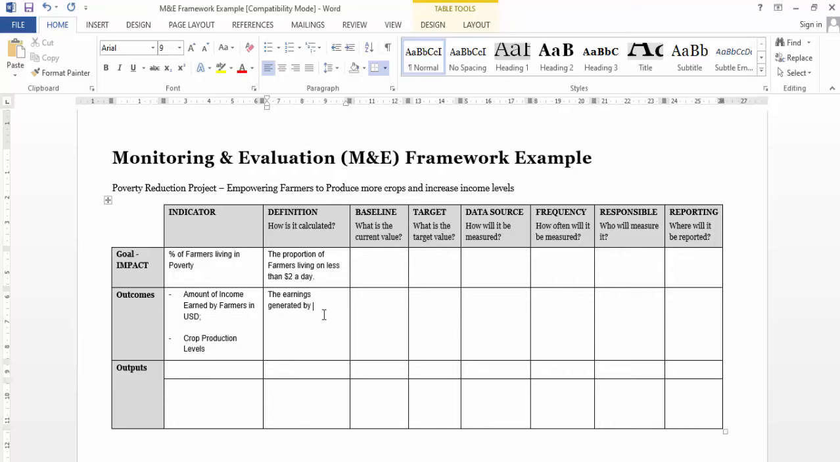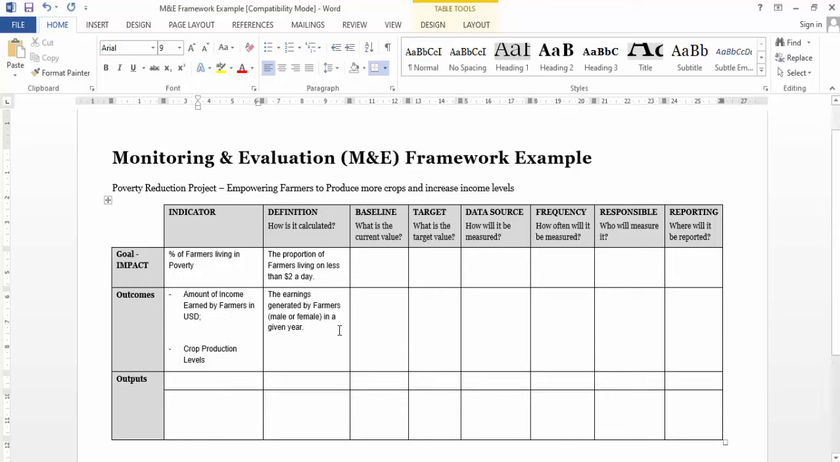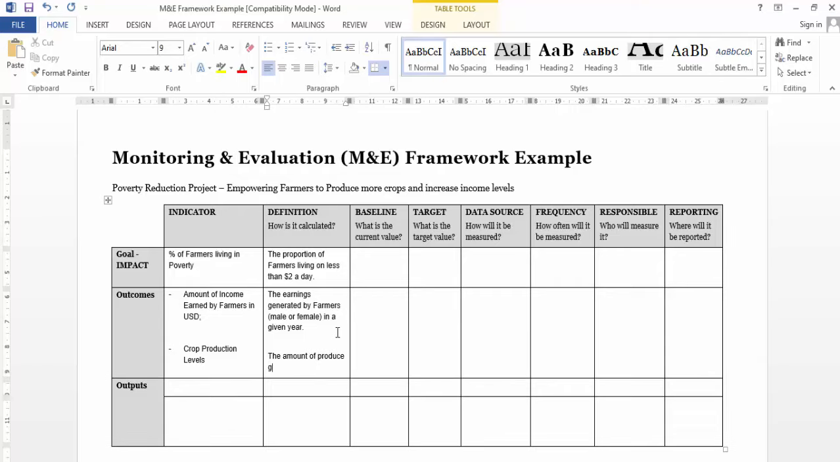Okay, so then the amount of income earned by farmers in USD is obviously the earnings generated by farmers, either male or female, in a given year. Okay, that is the definition. Then crop production levels is the amount of produce generated in kgs or tons.